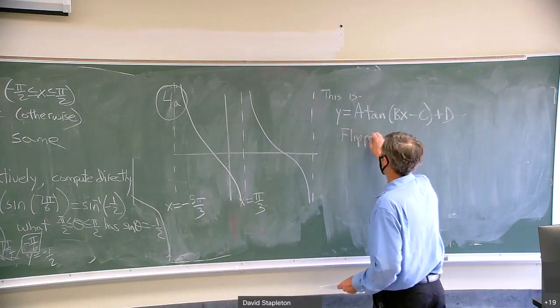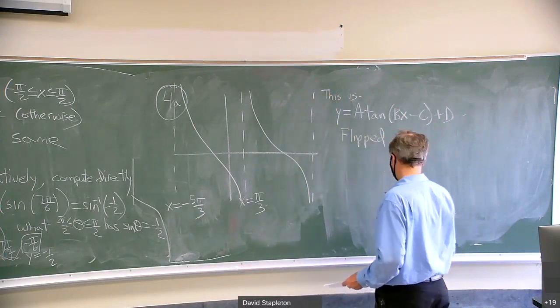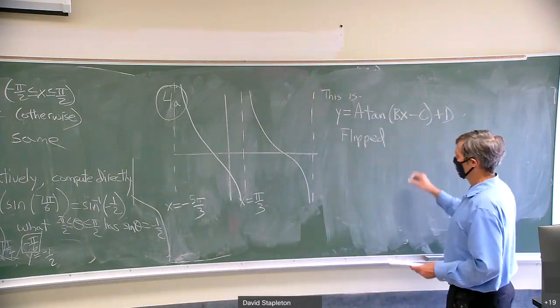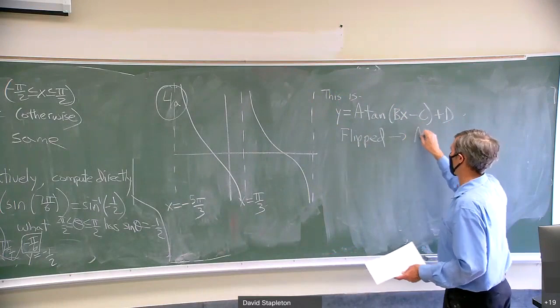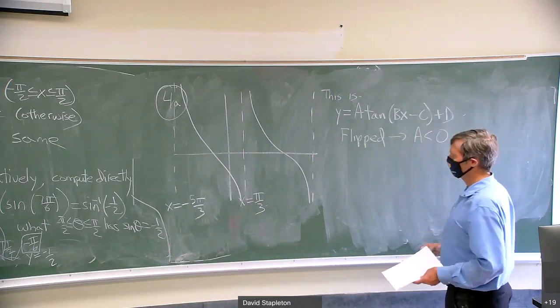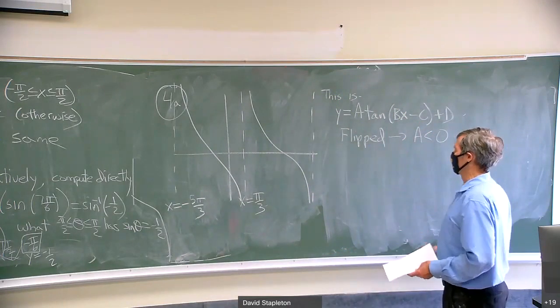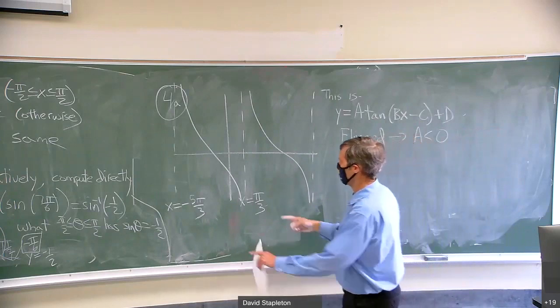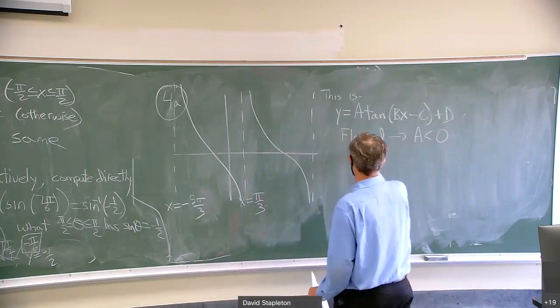What does flipped upside down mean? It means that A will be negative is what I'm getting at. All right, the stretching factor. Now also, I know the asymptotes. From that I can deduce the period. What's the period?